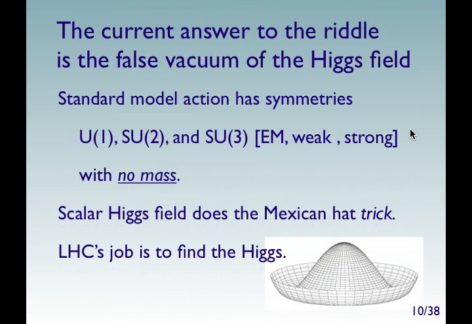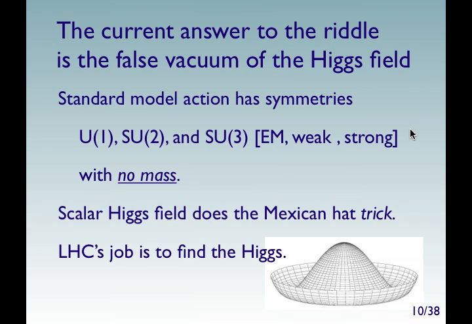So how do we do that today? Well, the current answer is the false vacuum of the Higgs field. So there's something called the standard model, and it has the symmetries U1, SU2, and SU3, which correspond to 3 of the 4 known forces. That would be electromagnetism, the weak force, and the strong force. And this works great so long as nobody has a mass. But that clearly is not the way it really is.